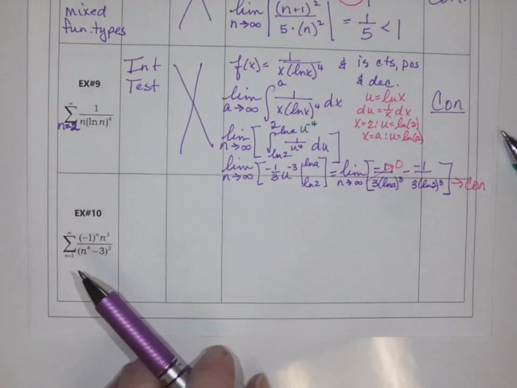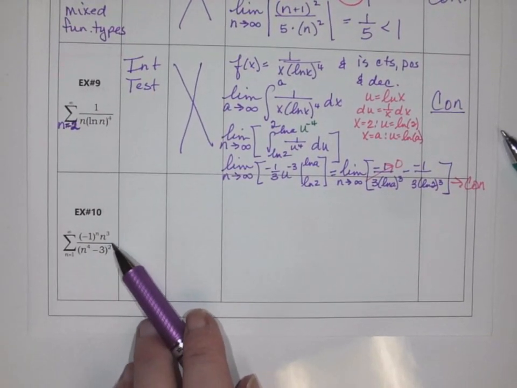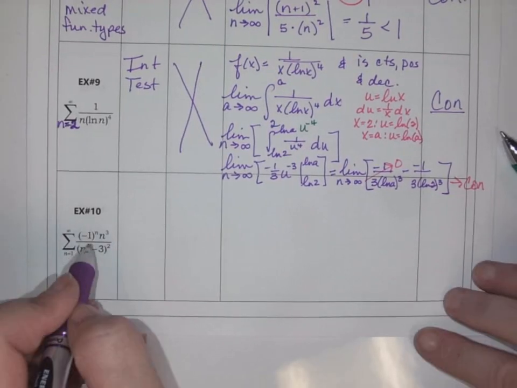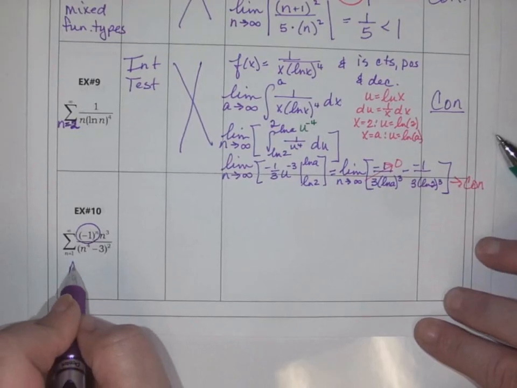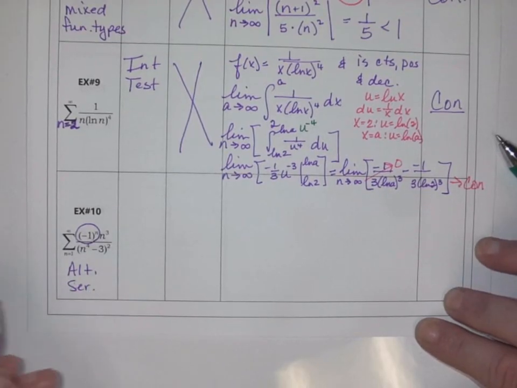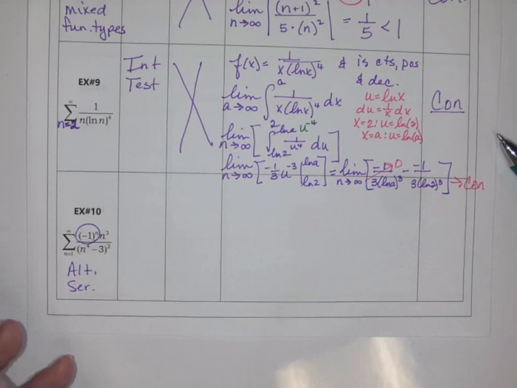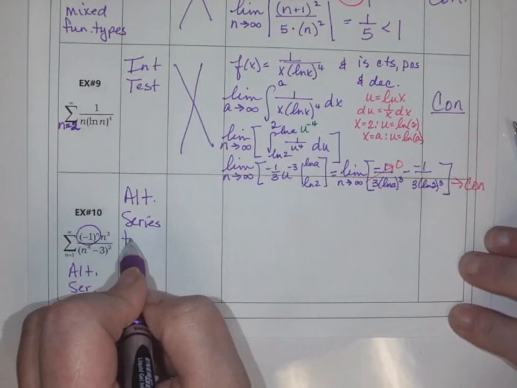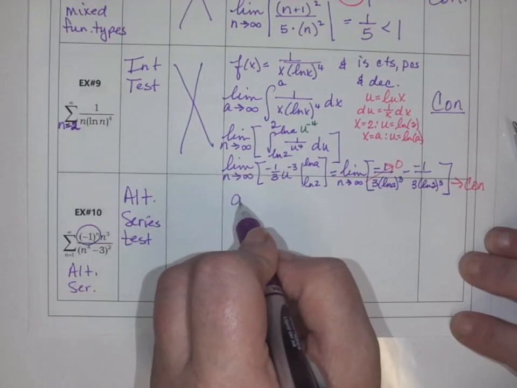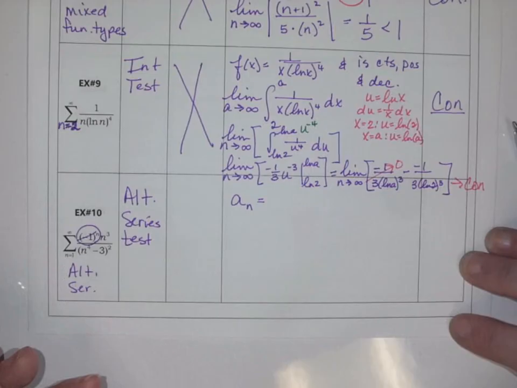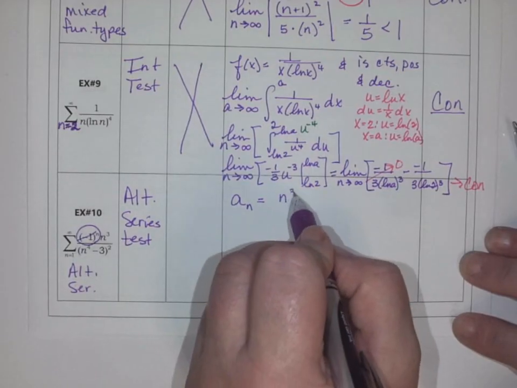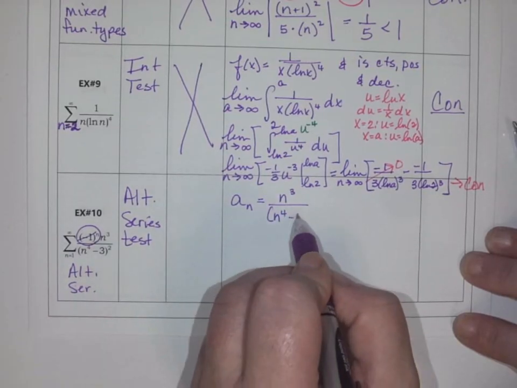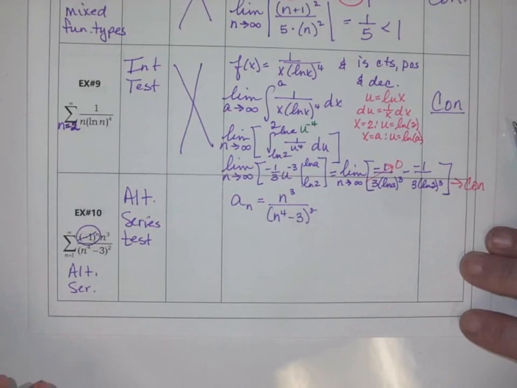Okay, next one, we have negative 1 to the n over n times n cubed over n to the fourth minus 3 quantity squared. So this one has my negative 1 to the n piece, so it's an alternating series. So the first thing that we need to do when we're talking about an alternating series test is we need to identify a sub n. So remember, we ignore the negative 1 to the n, and we're going to work with n cubed over n to the fourth minus 3 quantity squared.